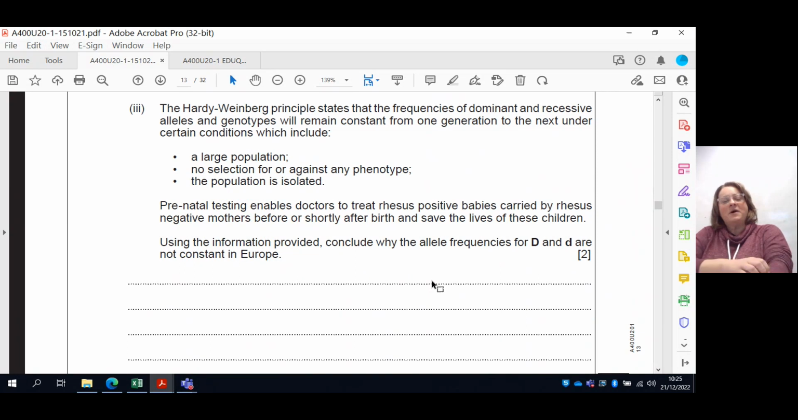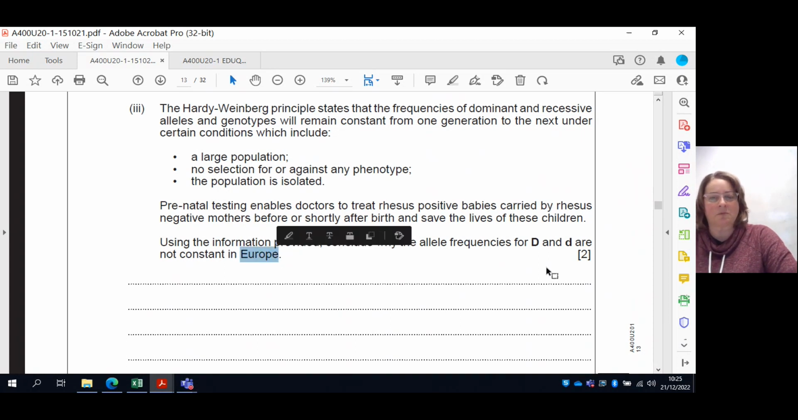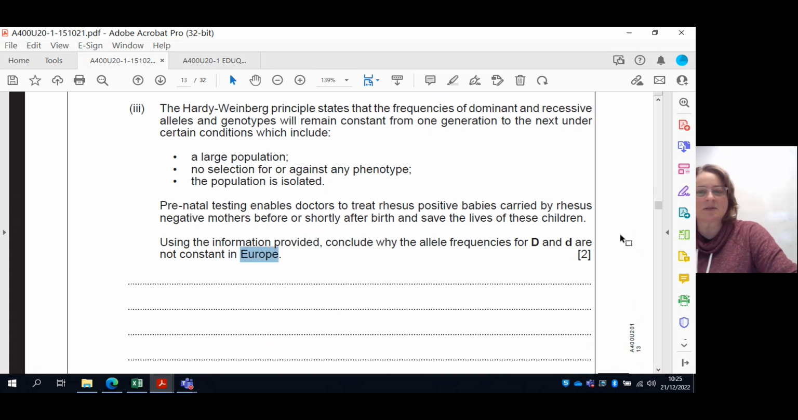Okay, Hardy-Weinberg, that was the one that came with the principle that it only works if your population is not in any version of flux. So no immigration, emigration, large population, nothing selecting against the phenotype. And it even gives you the idea here. And then it's asking you, from your understanding of what Europe is, this is asking you to think as a whole person here. Have we got a large population in Europe? So yeah, we do. Therefore, we should have a constancy in Europe.